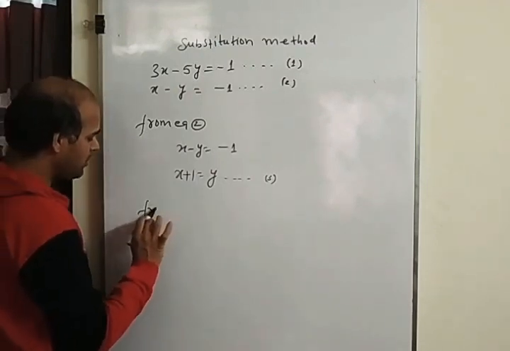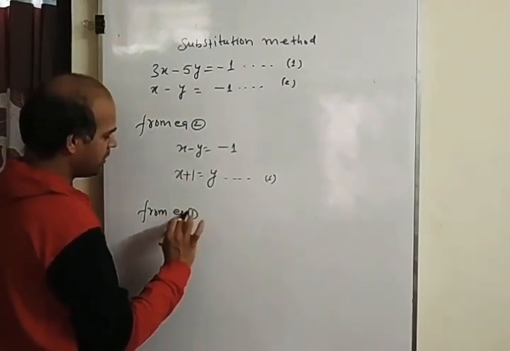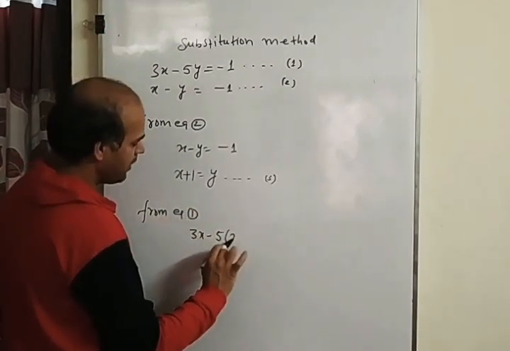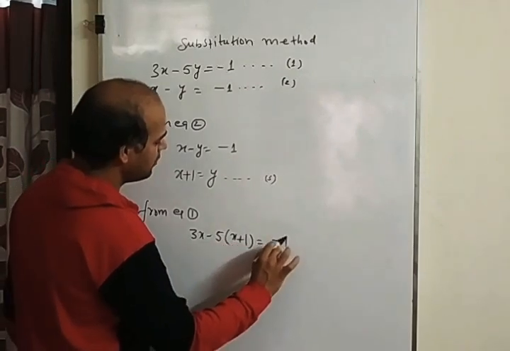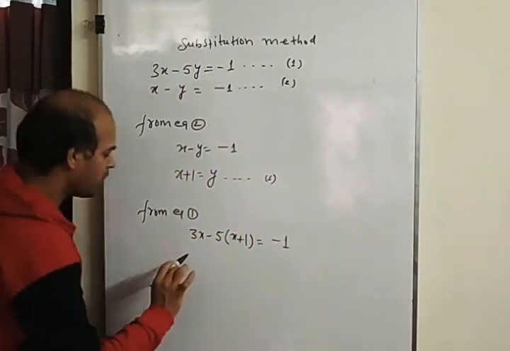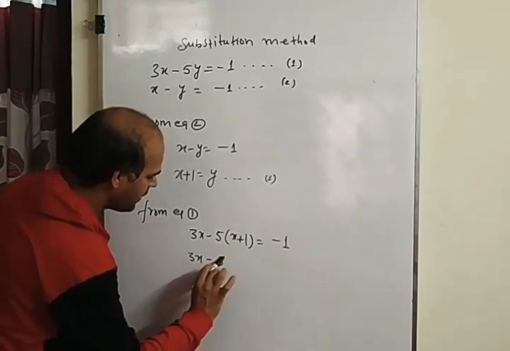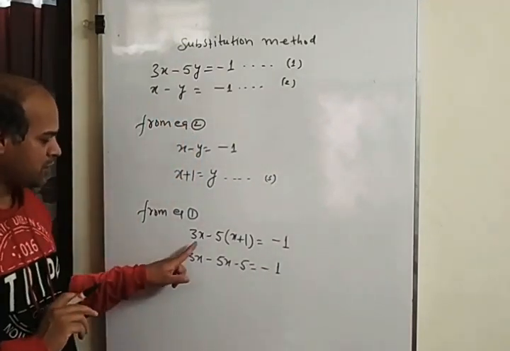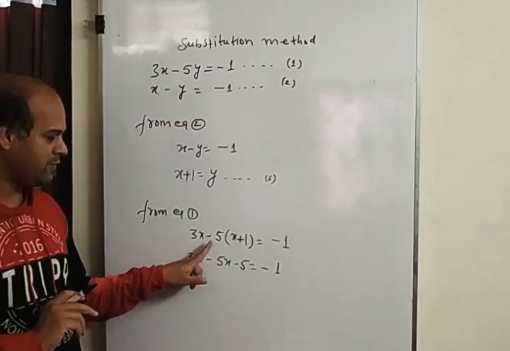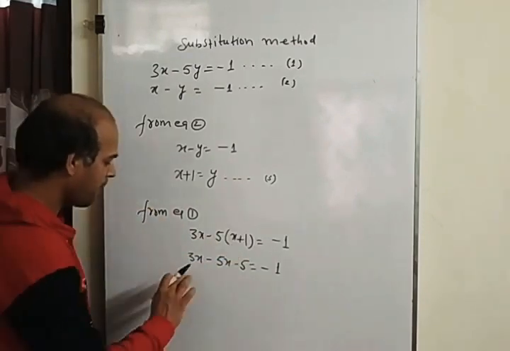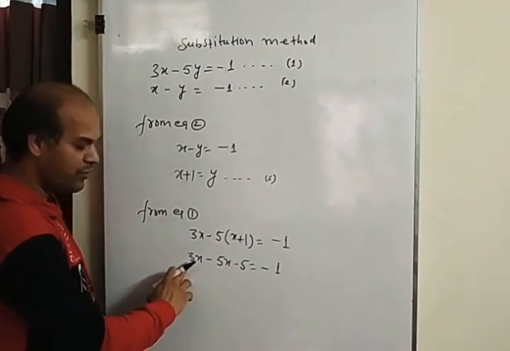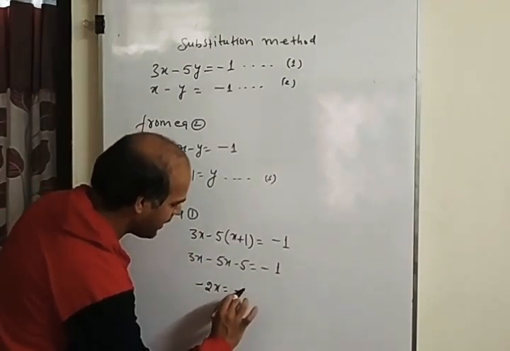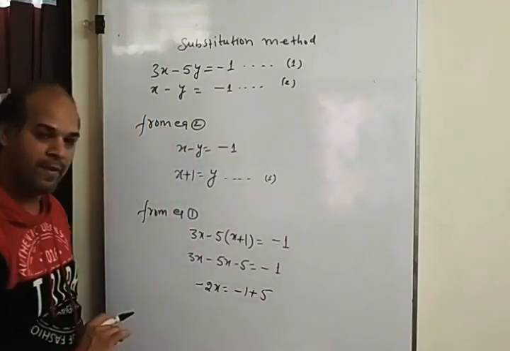So from equation number 1: 3x minus 5 times the value of y, which is x plus 1, equals minus 1. So we are observing 3x minus 5(x plus 1) equals minus 1. I open this bracket: 5 into x is 5x, 5 into 1 is 5. Here we are observing minus 5x and 3x, so what will come? Minus 2x. I'm sending this minus 5 to that side, so it will become positive.